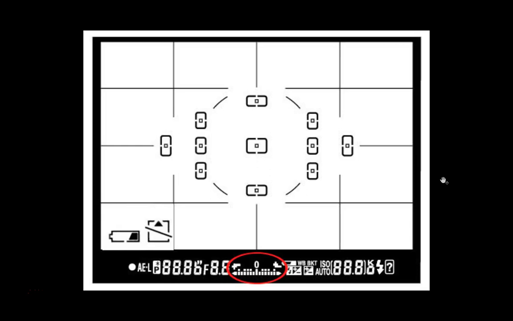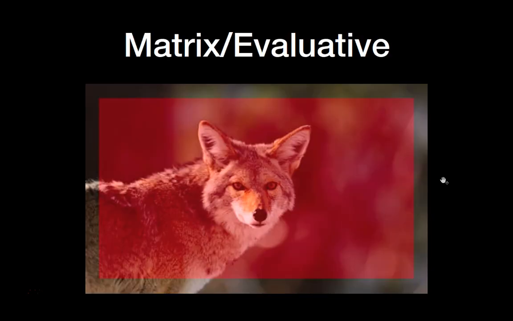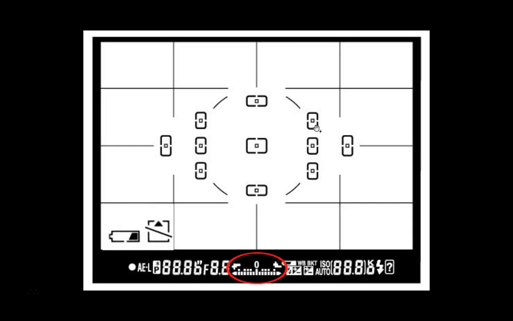Now there's a few different ways on how the camera reads it. So the first one we're going to talk about is matrix or evaluative. Depending on the type of camera you have, it will be called different things. So it evaluates the zones for the process. So sometimes there may be one focal point that you can adjust, or many focal points, which will be lots of little tiny dots. As you can see, these are focal points.